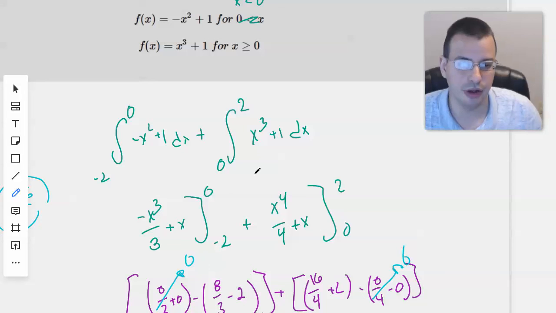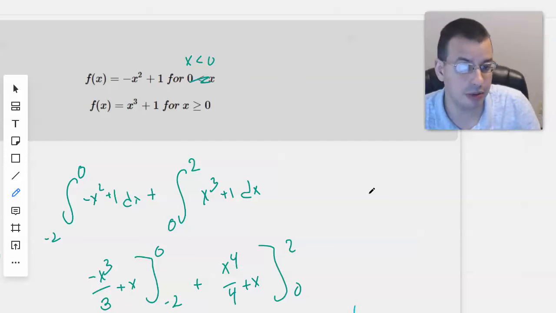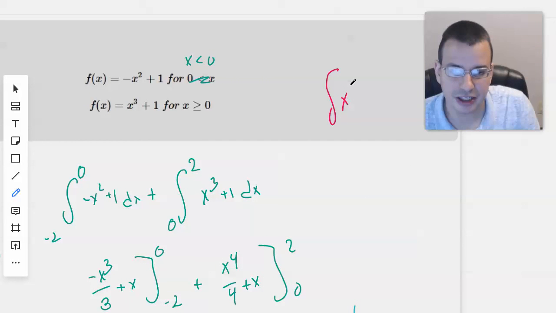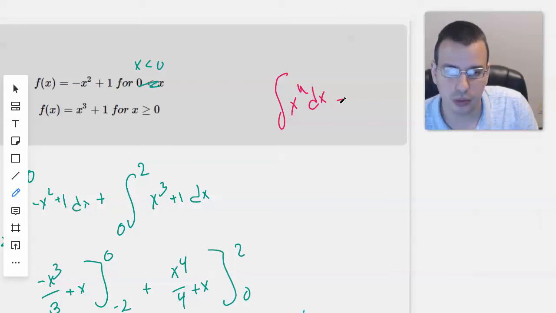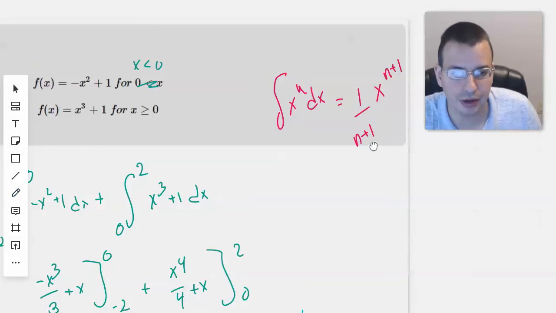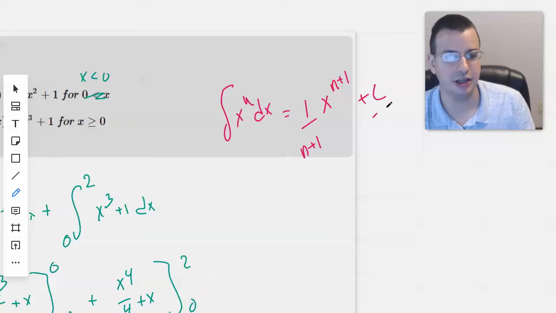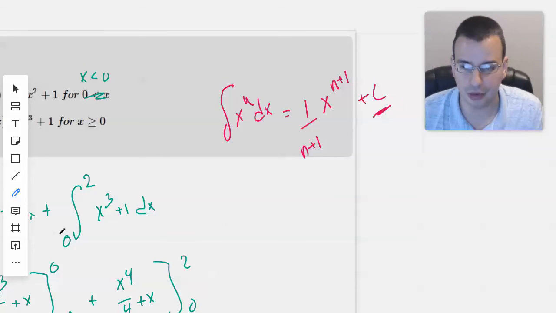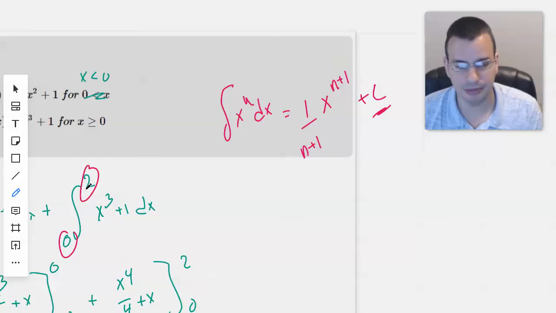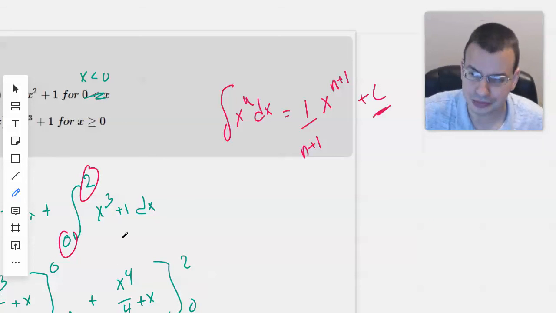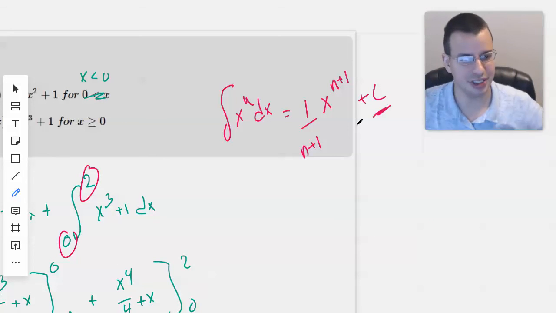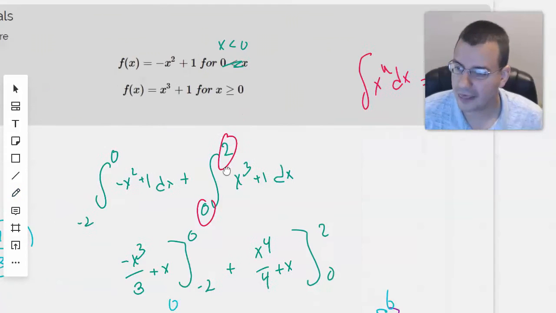The power rule, as most of you probably know, or maybe not: the integral of x to the n dx equals x to the n plus 1 over n plus 1, and then there's usually a constant c. But when we have a definite integral with a top and bottom limit of integration, the c is one subtraction from the other c, and they cancel out. Okay, that is how we approach this problem.